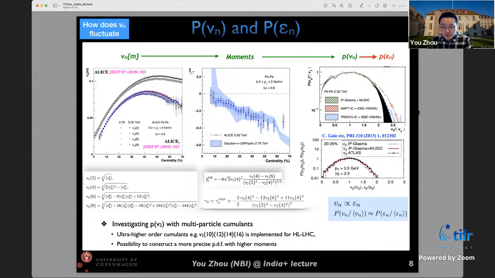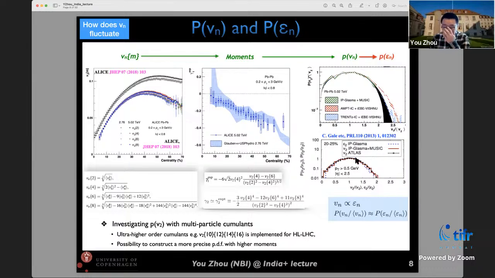So why is this important? Because if you assume the Vn, like V2 and V3, are proportional to the initial state eccentricity, epsilon 2 and epsilon 3, then you would expect that the normalized Vn distribution, so Vn divided by the mean Vn, will be almost identical to the initial state eccentricity distribution, epsilon n divided by the mean epsilon n.